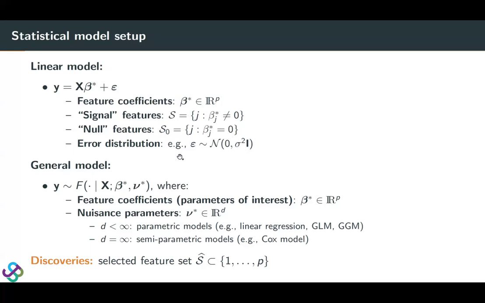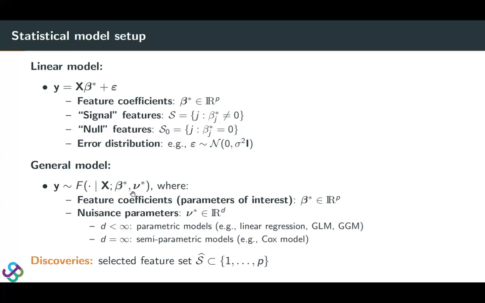If we want to be more general than this linear model, we can use this general form to say there's a model for generating y conditional on x, which is the fixed design scenario we talk about in our class, given the true coefficients beta star and some nuisance parameters. In the linear model, the nuisance parameter is just sigma squared. It is not our parameter of interest, but it is something we must account for.